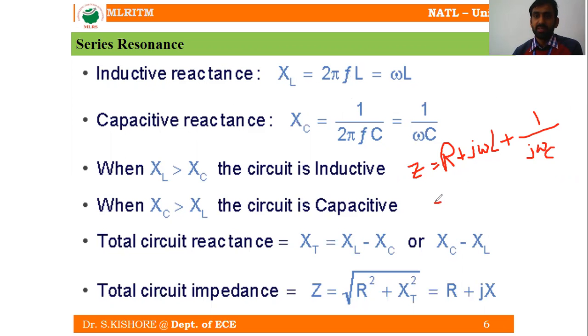If you want to write the same expression in another form, R plus j omega L, and I am making this plus into minus. Why? Because I am multiplying with j in the numerator and the denominator, so j squared is going to become minus 1. So minus j by omega C.